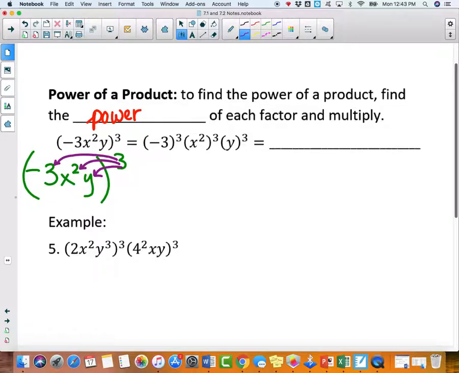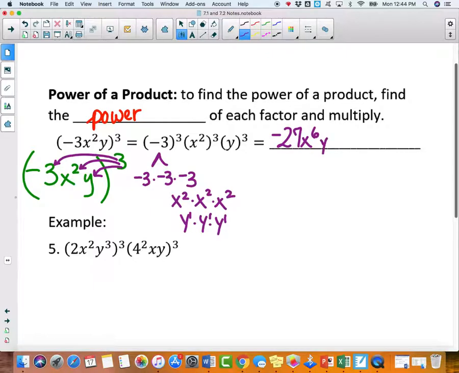Negative 3 to the third power is the same thing as negative 3 times negative 3 times negative 3, which is negative 27. X squared to the third power is the same thing as x squared times x squared times x squared, which is the same thing as 2 times 3, or x to the 6th. And then y times y times y. Remember, these have 1's there. Same thing as y to the third power.